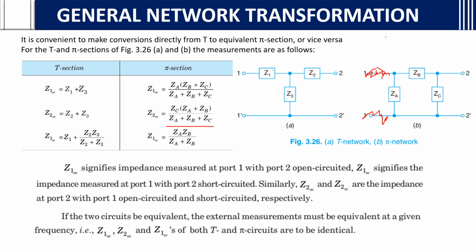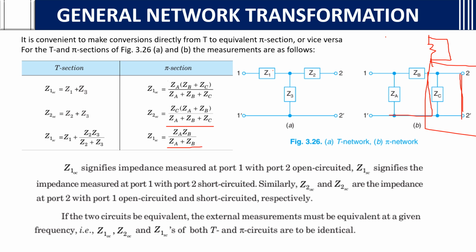Then Z1 SC. Z1 SC means short circuiting this. When short circuited, here is one more important thing I am going to tell: when a resistance or an impedance is in parallel with a short circuit, we can remove that resistance. So what happens? ZA and ZB are in parallel, because the resistance is removed and a line comes here. So if you see, it looks like a parallel. So ZA ZB by ZA plus ZB. In this way we write.